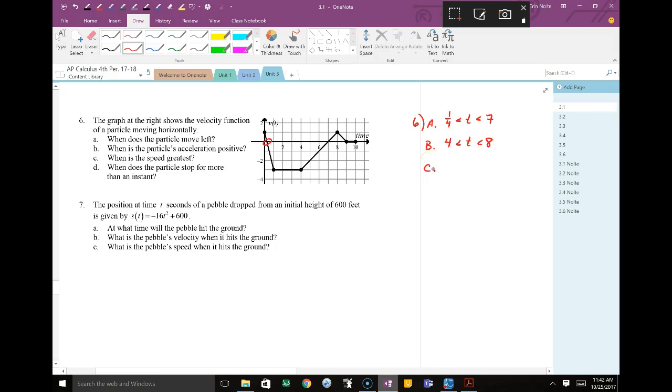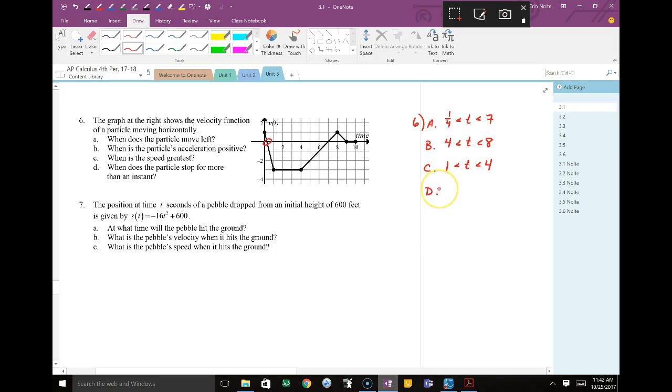When is the speed the greatest? Okay, so let's think about speed. How are we relating speed to velocity? Direction doesn't matter, right? So it's the absolute value of whatever your velocity is. So when do we have the greatest absolute value? Between 1 and 4, yeah. So that one's going to have a speed of 3. So 1 to 4.